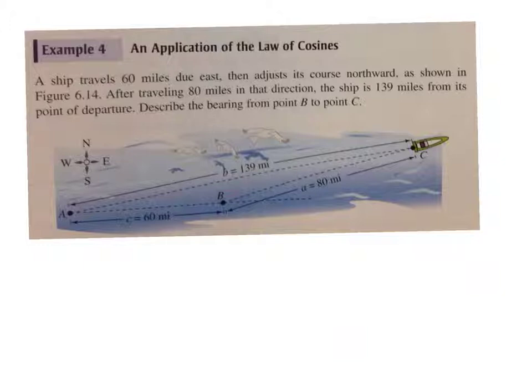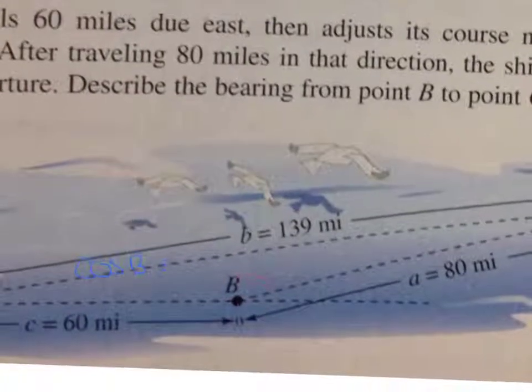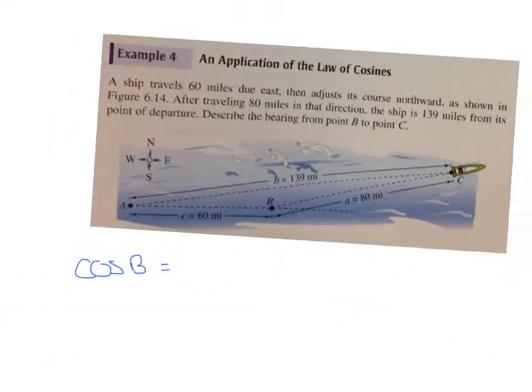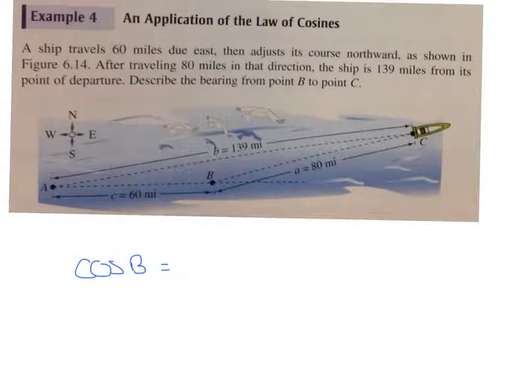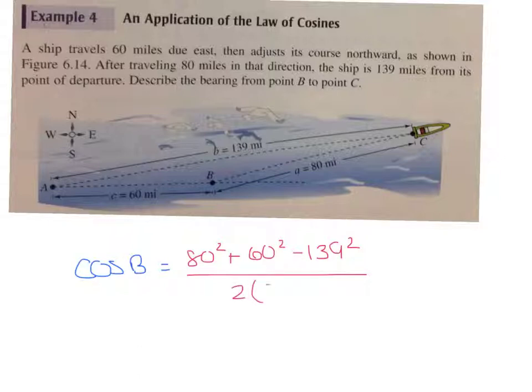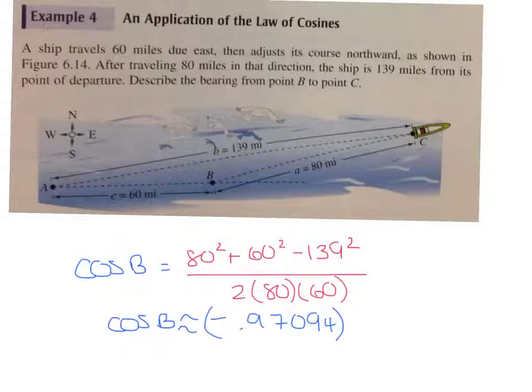So I'm going to find angle B, which we said was cosine B equals... Oh, it's already labeled. So we already have B. B's labeled. So I have A squared plus C squared minus B squared. So 80 squared plus 60 squared minus 139 squared over 2 times 80 times 60. Okay, put that in your calculator. 6.15. Okay, good. So that's what we get for that proportion.